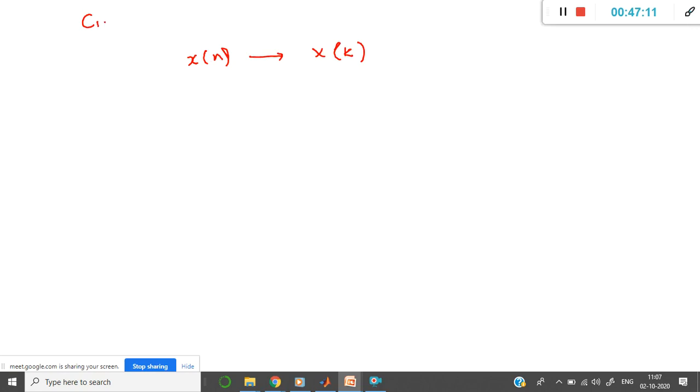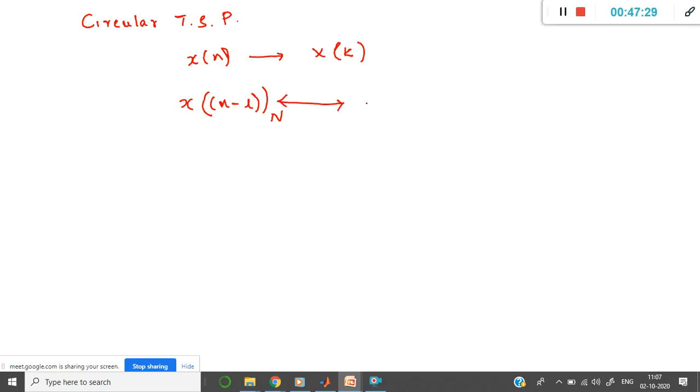So that is the circular time shift property. Okay, what do you mean by circular time shift? This is the time shift operation that is going to be performed. So what will be its DFT?